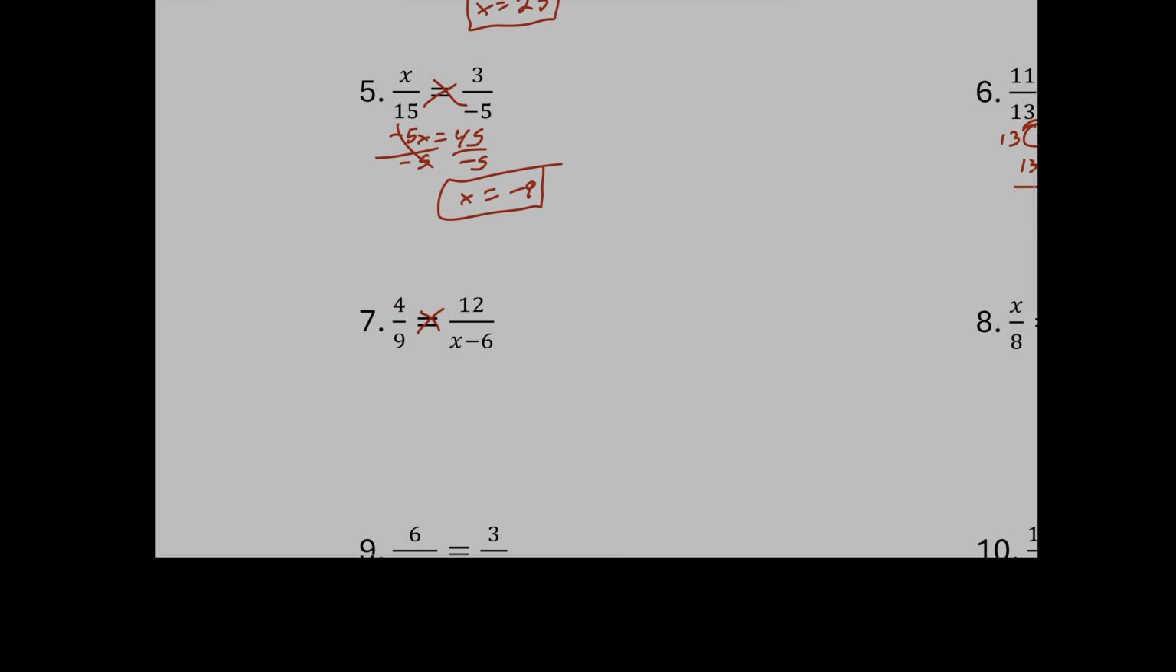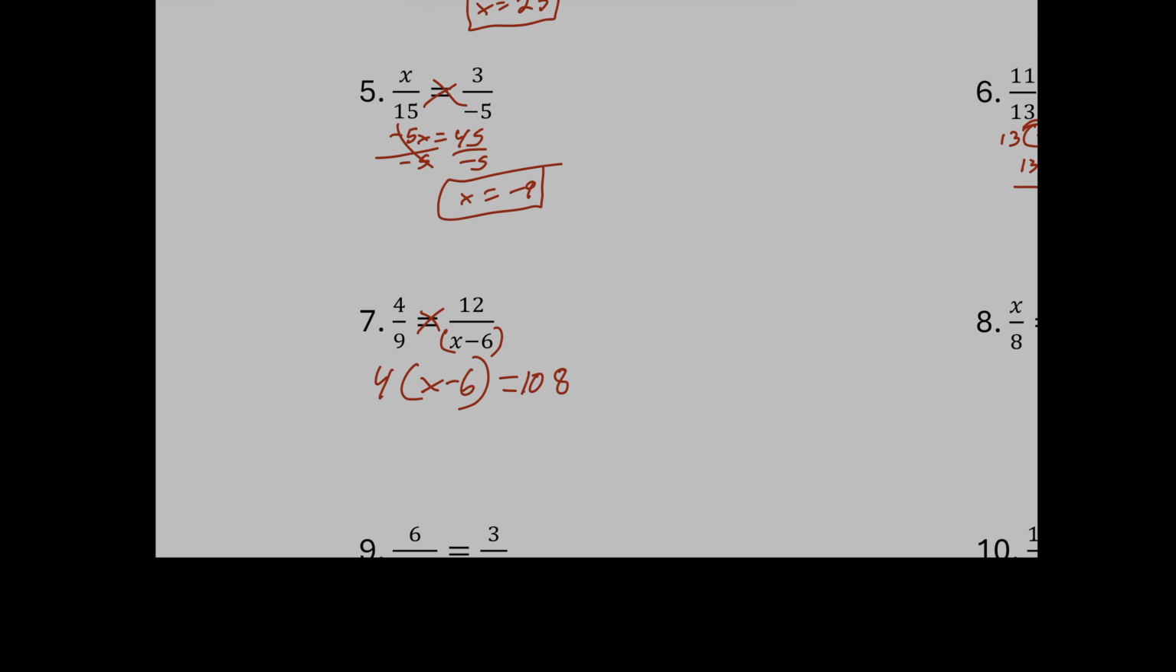Cross multiply. All right, remember, treat this like a parenthesis. 4 parenthesis x minus 6. When people mess up on this, they'll write 4x minus 6, and they'll just times the 4 by the x, but they won't do anything with the minus 6. That's the common problem on this one.